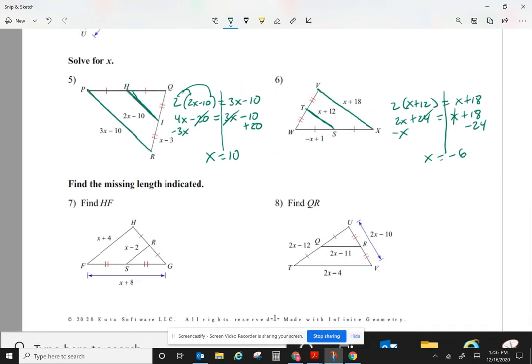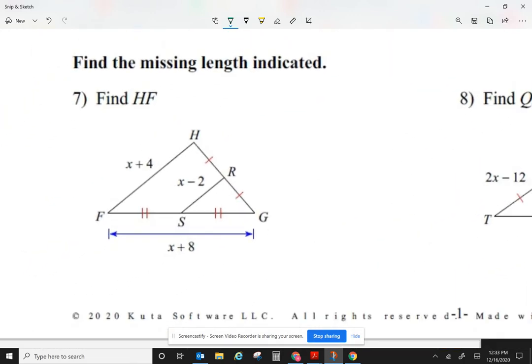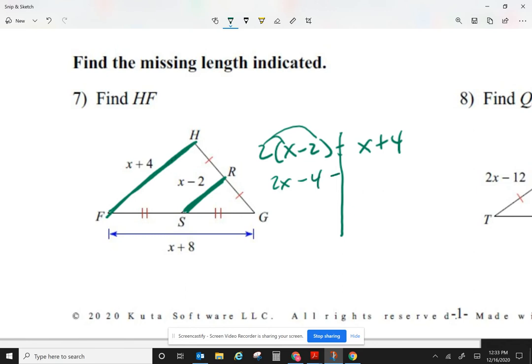Now, following the same idea, let's take a look at question number 7. Let's solve for x first. So I see that the midsegment is right there, x minus 2. And I'm going to pay attention to the side that is parallel to it. So I'm just going to say x minus 2 times 2. I'm multiplying the midsegment times 2 equals x plus 4, the one side that is parallel to it. Let me solve for x. Just use algebra. Distribute the 2 to get rid of parentheses. So that gives you 2x minus 4 is equal to x plus 4.